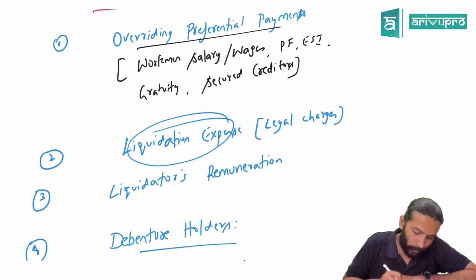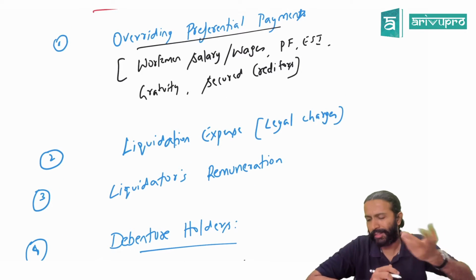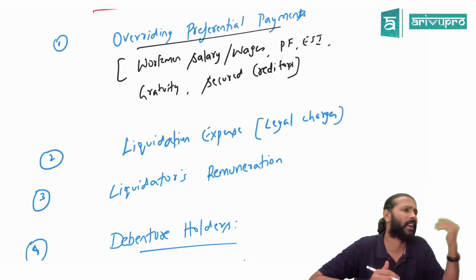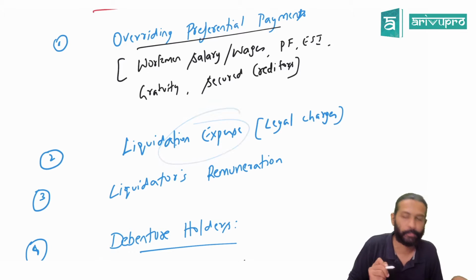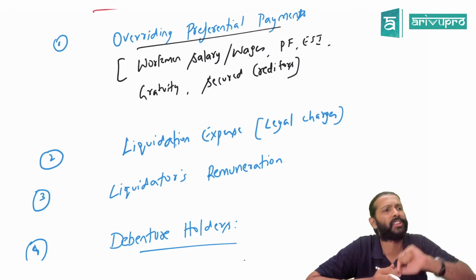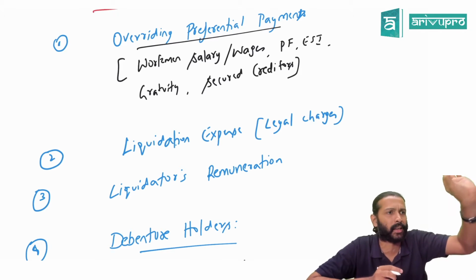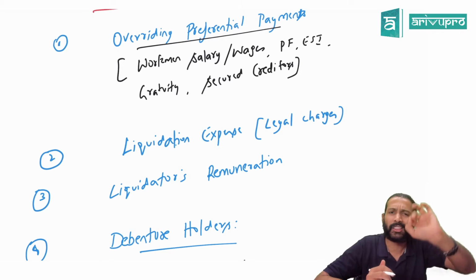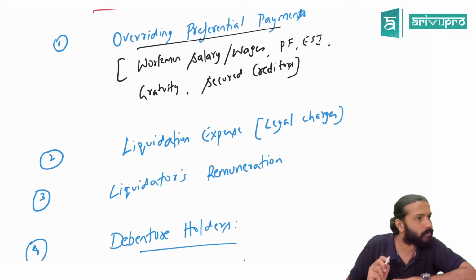Next, what are you going to pay, sir? Liquidation expense. Whenever you are liquidating, there will be some legal expenses. If there are any legal charges, we call it liquidation expense. Pay that first. And liquidation is undertaken by whom, sir? There is one person who oversees this process, known as the liquidator. He'll do that free of cost or he will charge some money. That we call liquidator's remuneration. Pay that. Are we good?